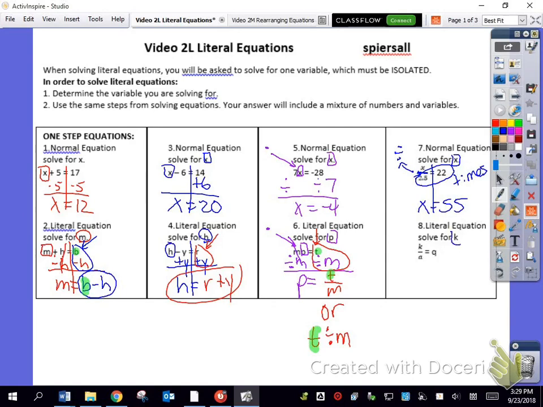So I'm going to solve for k, and the opposite of dividing, so that's division, I'm going to multiply. So I'm going to multiply a times q. So what you do is you write a times q. And normally you'll just see a q. You'll see it next to each other because that means multiplication.